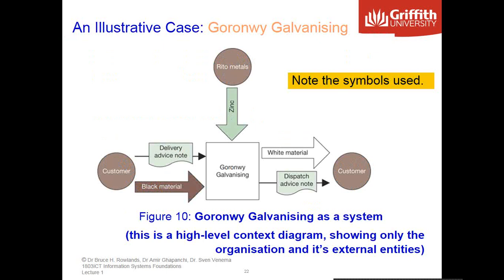So now we move on to putting this together as a kind of modeling exercise. So here's an illustrative case. It's called Goronwy Galvanizing. So, a totally random kind of scenario. Galvanizing is basically taking some steel and coating it with something, so it protects it in some sense. So it's a mechanical kind of process, but it's a process that you can model, which is what this is about.